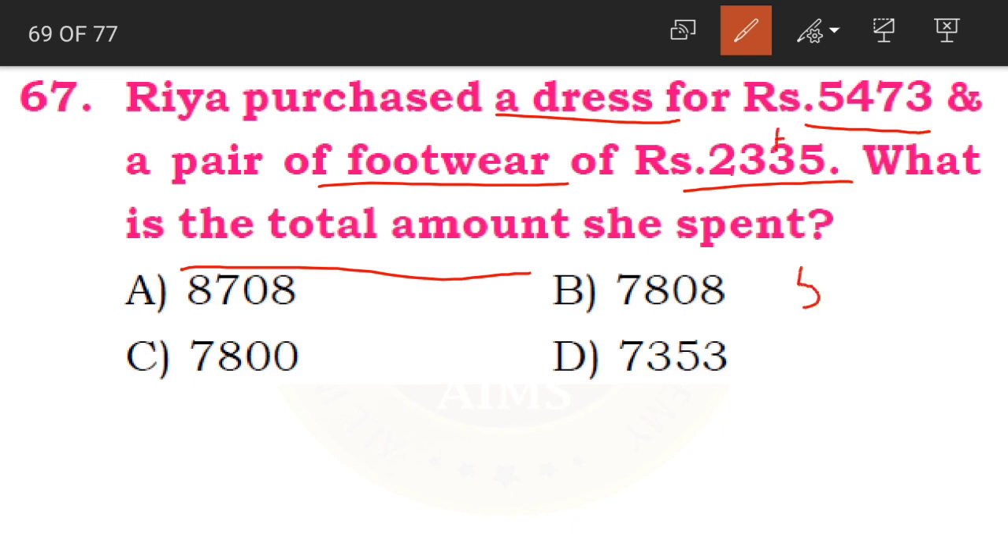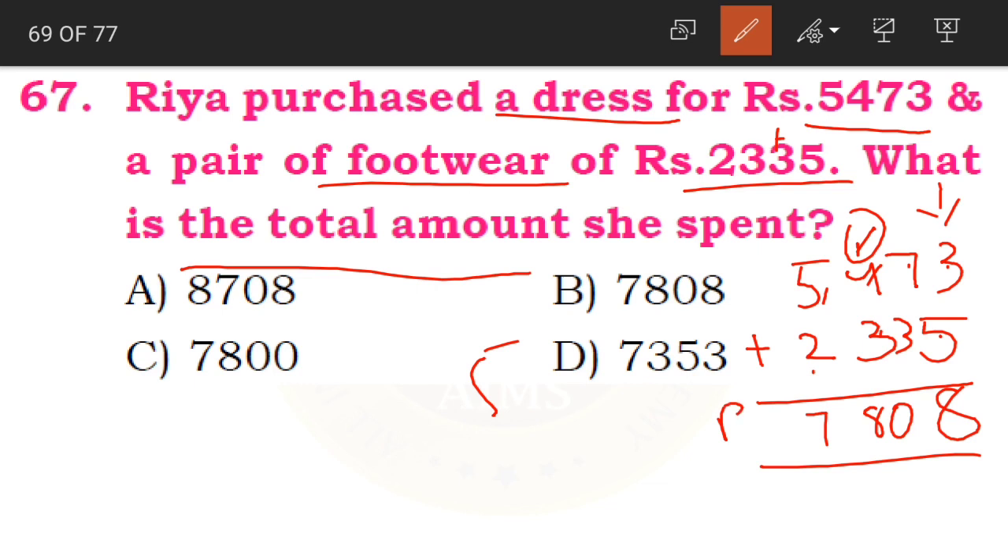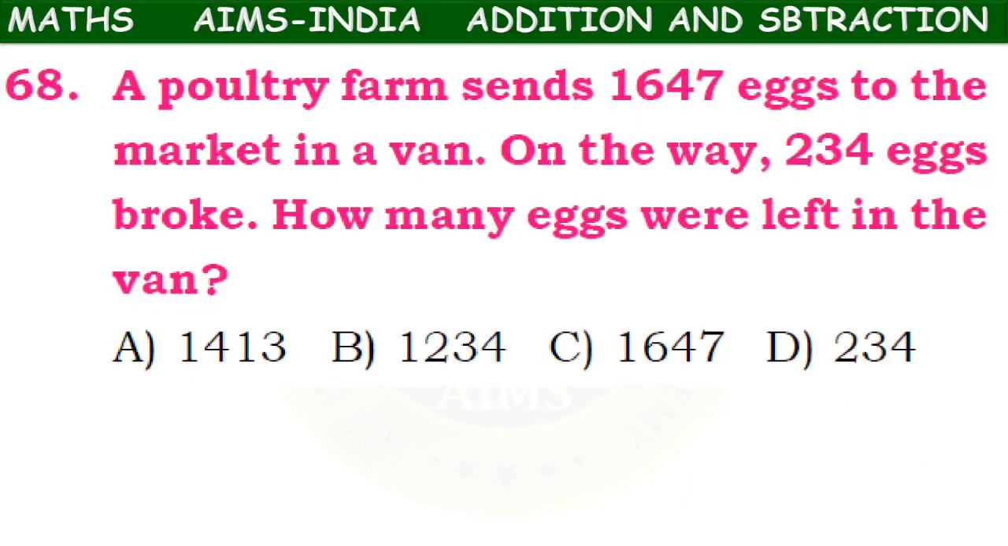Now what will be the total amount? Yes, we need to add both the amounts, 5,473 plus 2,335. How do we start adding children? From the ones place. 3 plus 5 is 8. 7 plus 3 is 10. 0 here, 1 carried. Now again, 4 plus 1 is 5, 5 plus 3 is 8, 5 plus 2 is 7, 7,808 rupees. Now which is the correct option? Option B. Yes children, clear?